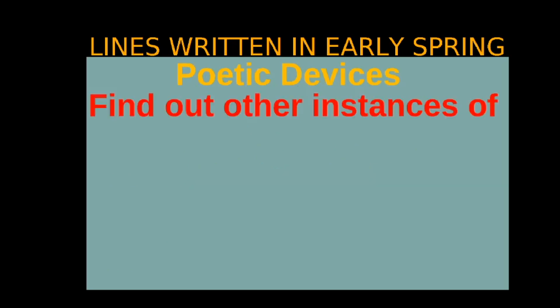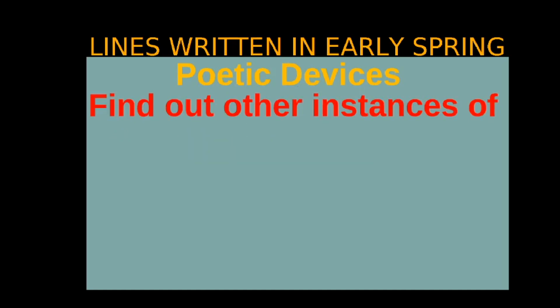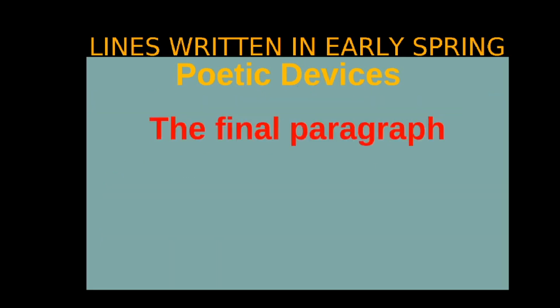So now you have to find out other instances of visual image, auditory image, tactile image, personification, alliteration, and send it to me. And coming to the final paragraph, that is of your appreciation. So finding the visual image, auditory image, tactile image, personifications, alliterations was all told to you to write the final paragraph of the appreciation.